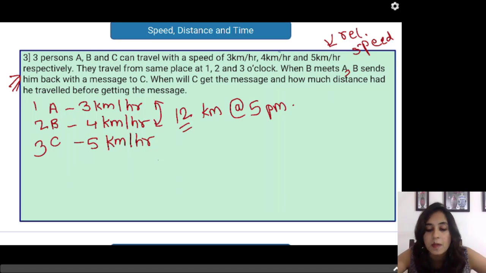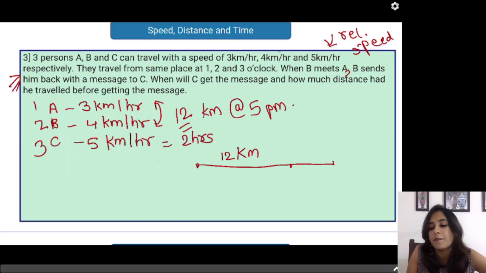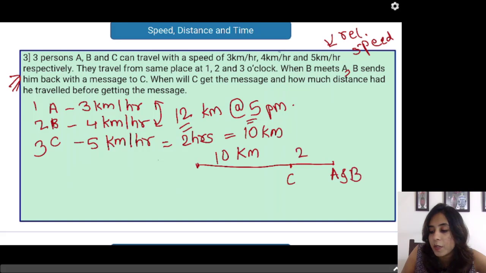Now when they meet, then B is going to give a message to A, and A is going to return back to meet C. So they have already covered 12 kilometers where A and B are going to meet. Now at 5 o'clock, what is the distance that is covered by C? So C would have traveled for 2 hours, right? Till 5 p.m. he has traveled for 2 hours. So in 2 hours, he is going to cover a distance of 10 kilometers. So when I plot it on a line, I have 10 kilometers. So we have C here and we have A and B here at 12 kilometers.